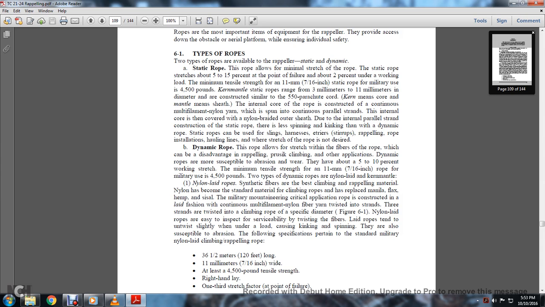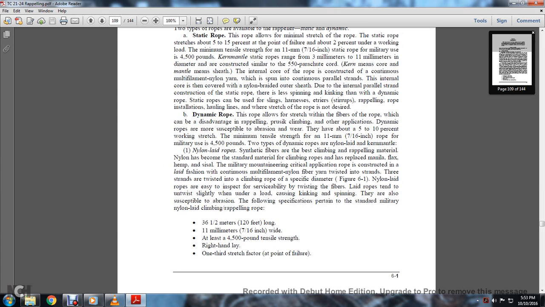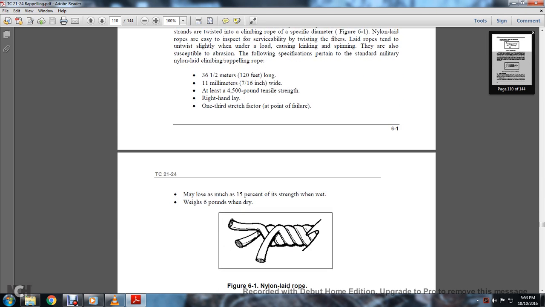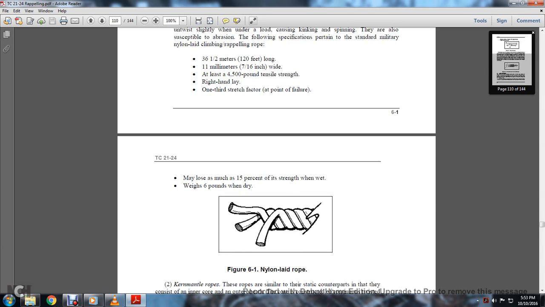The following specifications pertain to the standard military nylon laid climbing and rappelling rope. It is 36.5 meters or 120 feet long, 11 millimeters or 7/16 of an inch wide, with at least 4,500 pound tensile strength. It has a right-hand lay and a one-third stretch factor at the point of failure. It may lose as much as 15% of its strength when wet, and weighs 6 pounds when dry.